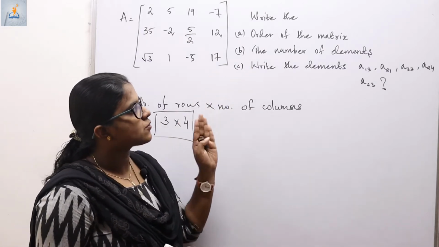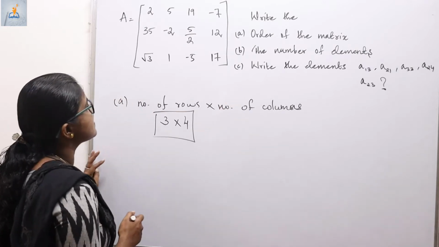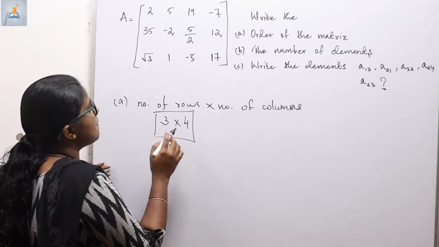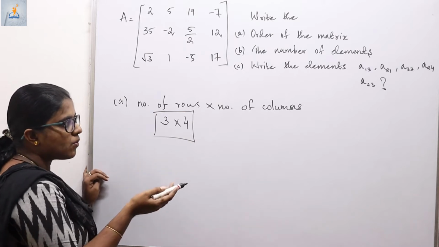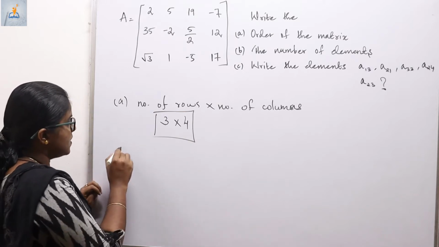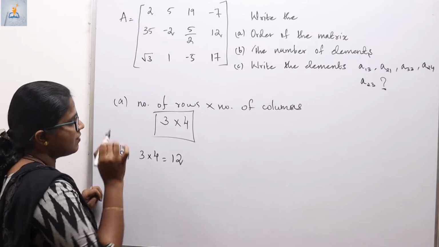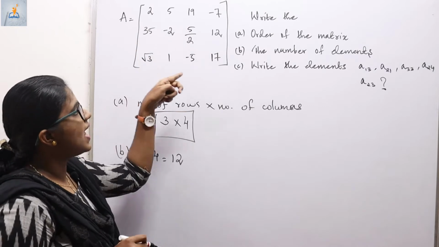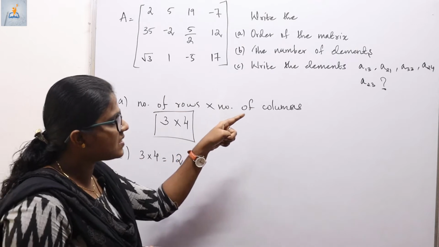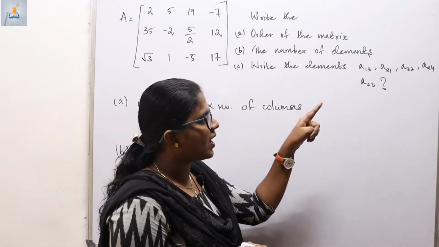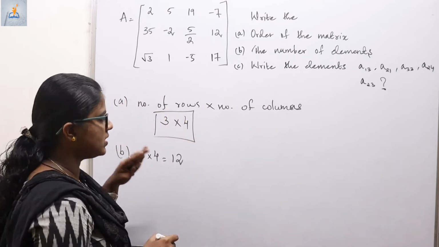Moving on to the next question, what is the number of elements in this particular matrix? We can see that the number of elements of a matrix is always the product of the number of rows and the number of columns. So the number of elements is 3 times 4, which is 12. You can check that there are 12 elements in this particular given matrix. And the last question is, write the elements A13, A21, A33, A24 and A23.